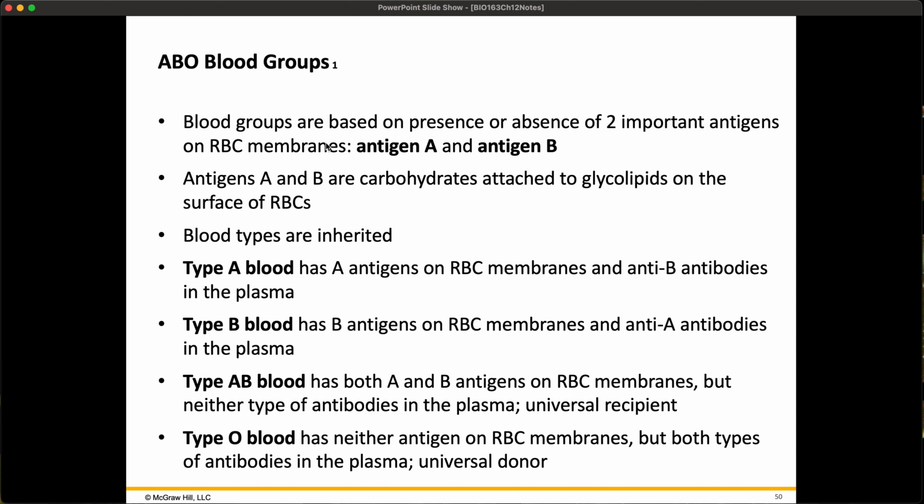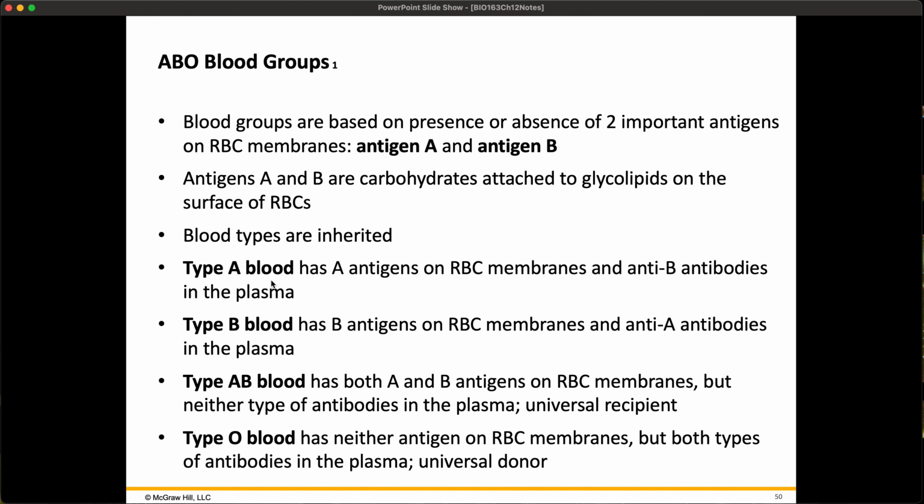So the blood groups are based on the presence or absence of antigen A or antigen B on the red blood cell membrane. So the surface of the red blood cell is going to have one of these, both of them, or none of them. Antigens A and B are carbohydrates that are attached to glycolipids, and blood types are inherited. So it's based on genetic factors from your parents.